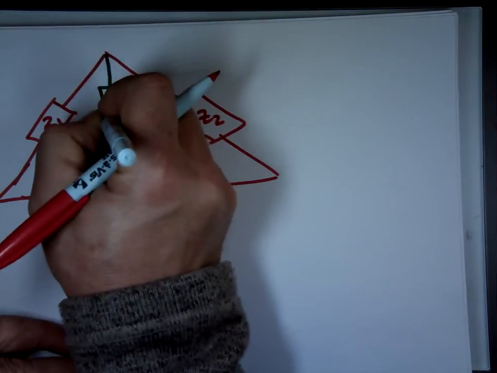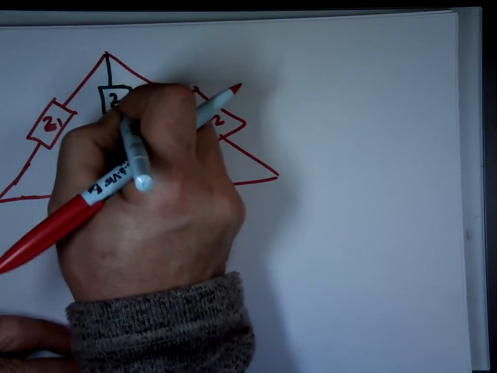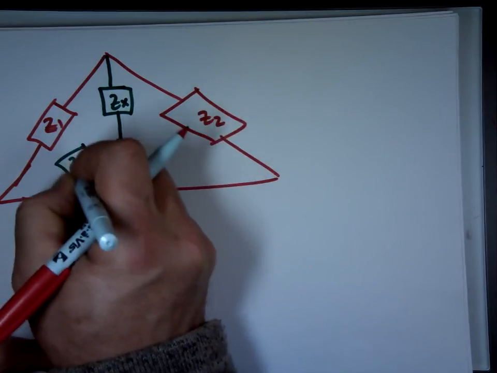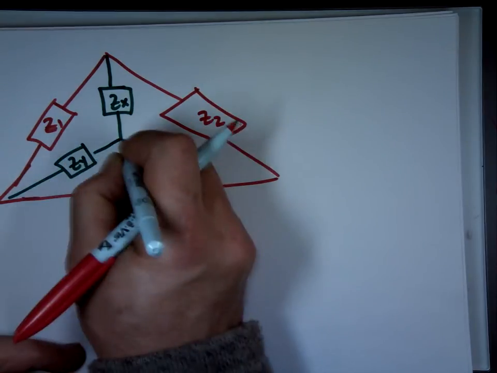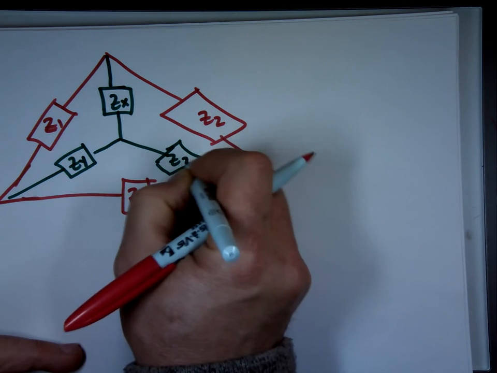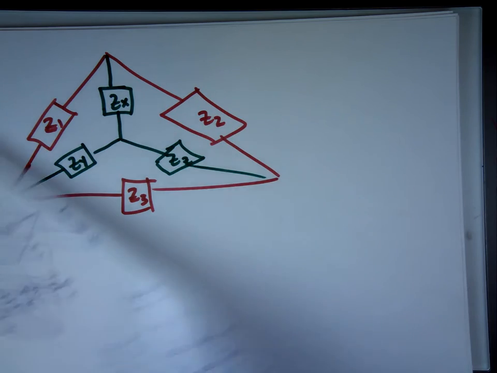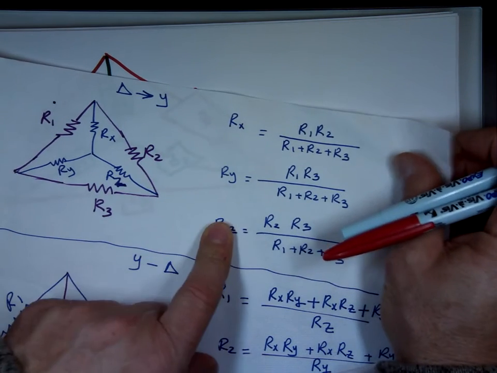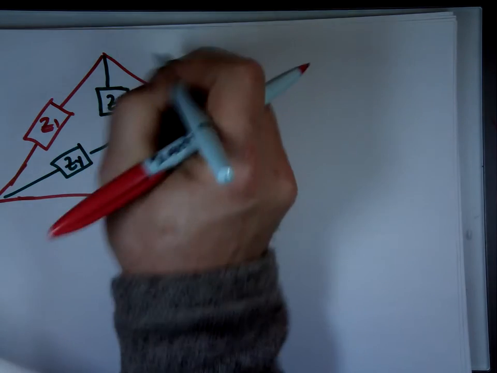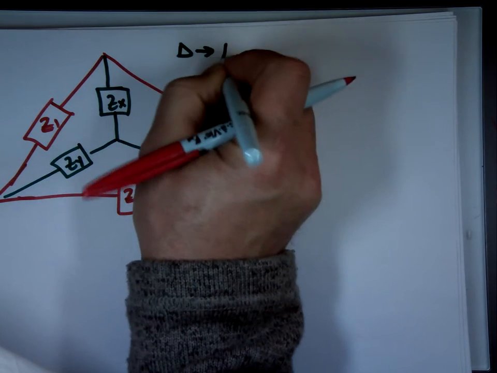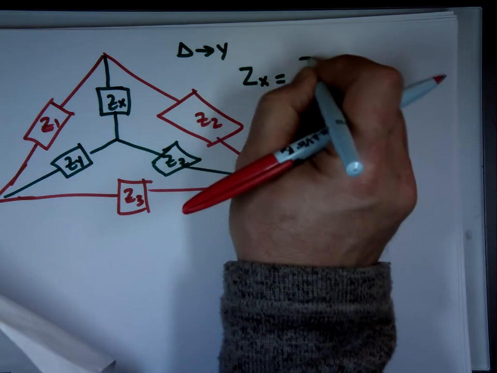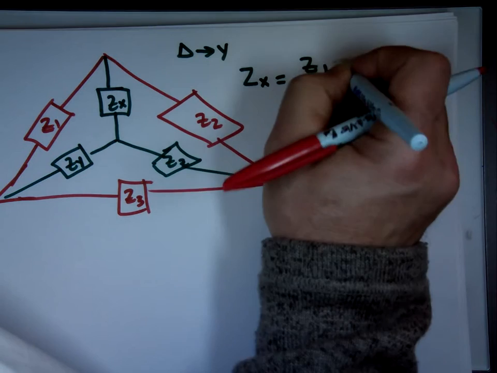I'm just looking at my notes from last semester. Zy and Zz, X, Y, and Z. So I'm using these notes from last semester. I'm just changing the R's to Z's. So this is delta to Y. Zx equals Z1 times Z2. If you remember, the ones are surrounding it, this times that over the sum of them.